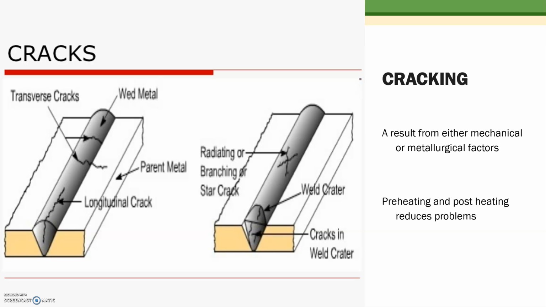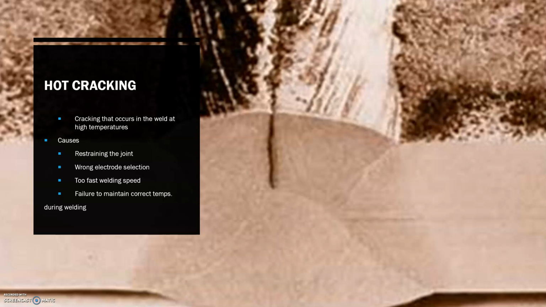Moving on to page 24, when weld metal cracks, it can be from mechanical or metallurgical factors. To reduce these problems, pre- and post-heat treatments are done. Hot cracking occurs at high temperatures. It's usually from restraining the joint, welding too fast, not maintaining correct interpass temperatures, or selecting the wrong filler metal. Aluminum is pretty prone to hot shortness, which is hot cracking, and that's from using the wrong filler metal.